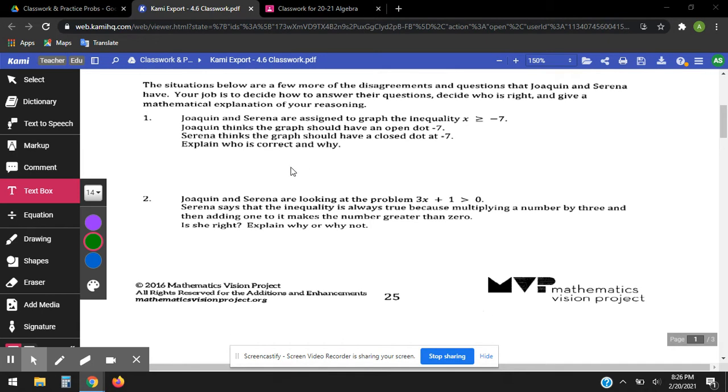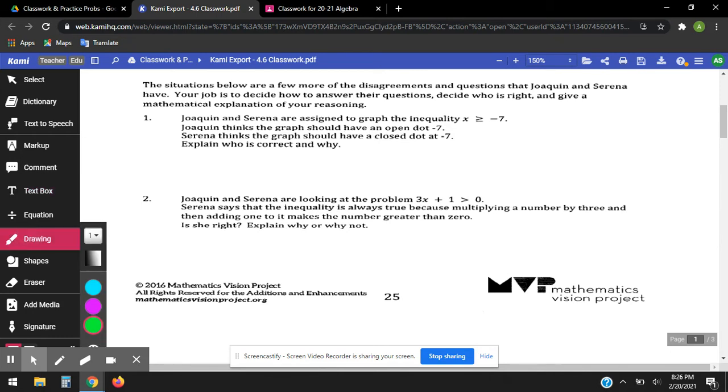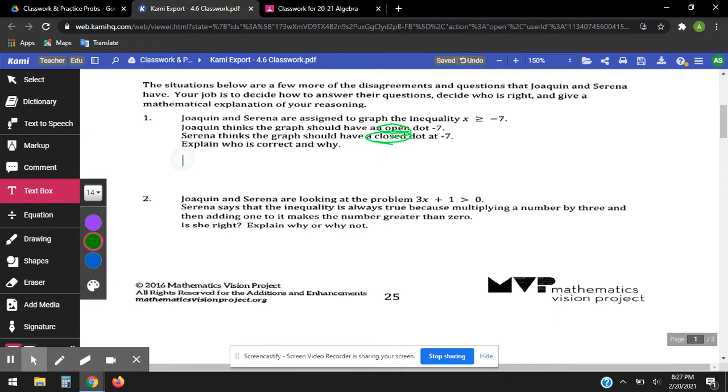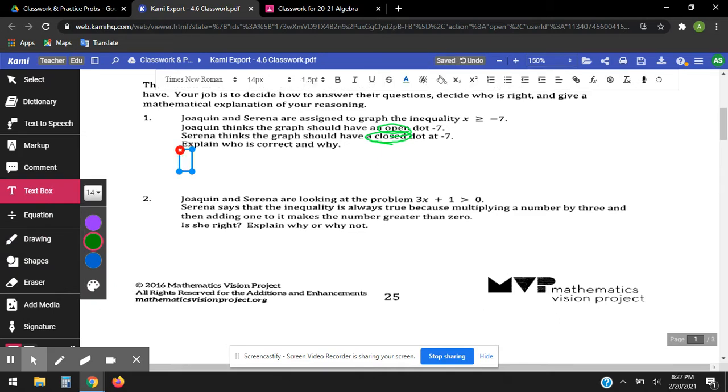First one is they both are assigned to graph the inequality x is greater than or equal to negative 7. Joaquin thinks the graph should have an open dot. Go ahead and mark these as an open dot. Serena thinks it should be a closed dot. Explain who is correct and why. So, who do you think is correct?